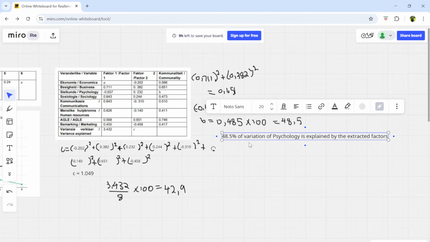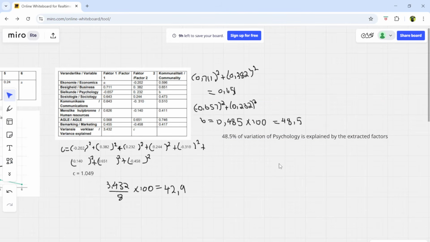It's explained by the extracted factors. That is how you interpret it. 48.5% of variation of psychology is explained by the extracted factors. So the same for all the other variables. That is how you actually interpret it. You just want to change the name of the variable. Actually, that's basically what you're going to do.